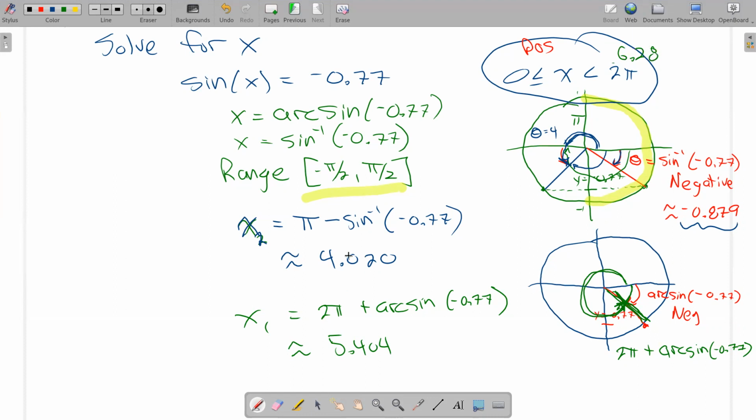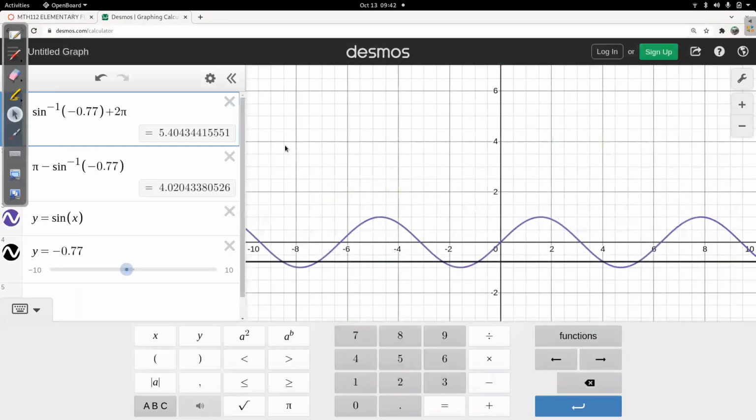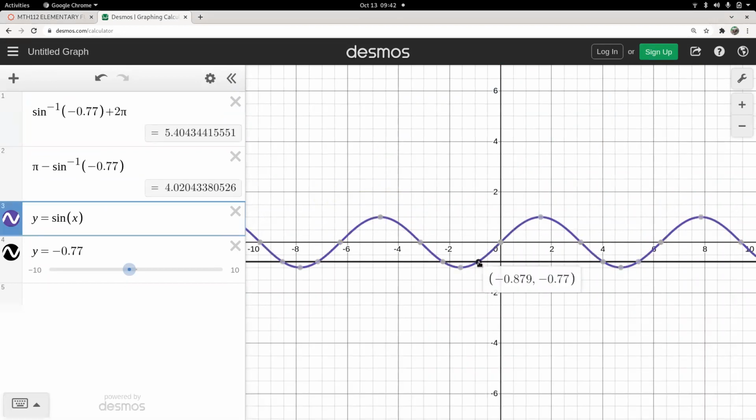So I believe I have 2 numbers in that region, and I can get the graph to back me up on these. So earlier I had found this one right here, my negative 0.879, but that's not in the domain I was asked about. I was asked to find an angle that's out this way. So one of them is the 4.02, we found that earlier, and the one we just found now is 5.404. Okay, boom, done. That was fun.